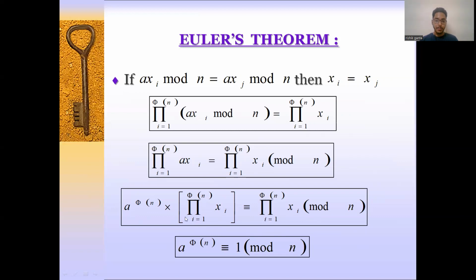Equating the multiplication of xi from i equal to 1 to phi of n on both sides, we get a to the power phi of n is congruent to 1 mod n, and thus Euler's theorem is proved.